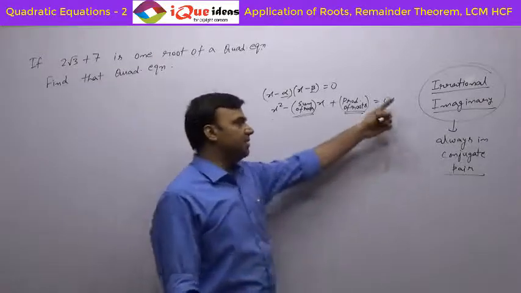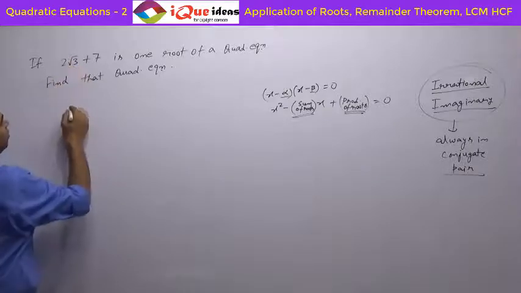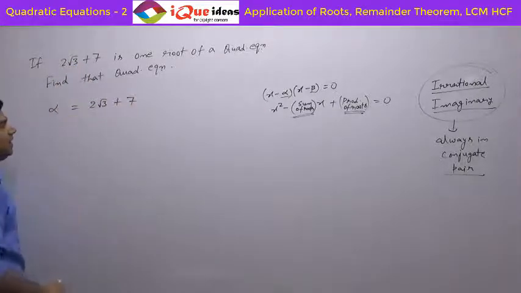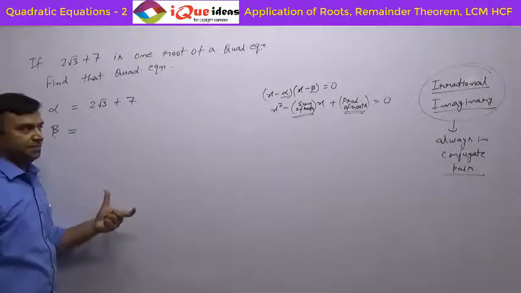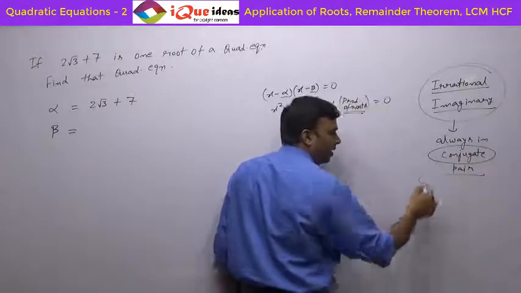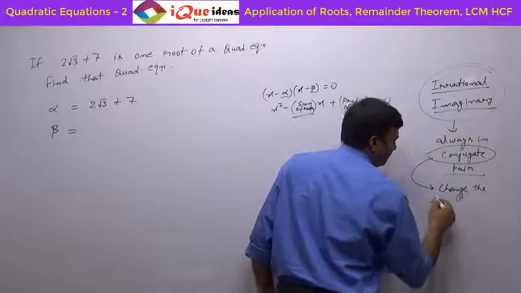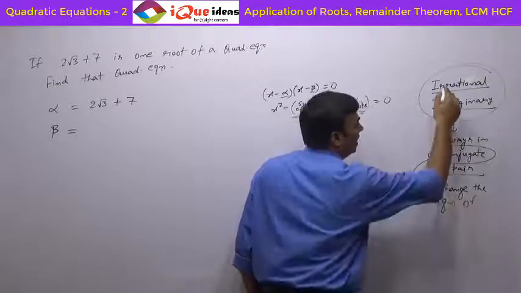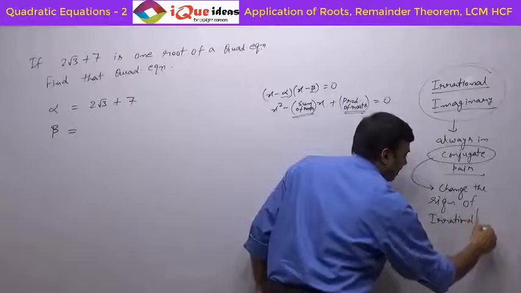See, the irrational and the imaginary roots are always in pairs, always in conjugate pairs. So if I have one root as 2 root 3 plus 7, let's say it is alpha, then we automatically know beta, it will be equal to the conjugate of this. And remember, how do you decide conjugate? We have discussed it earlier. The conjugate means change the sign of the problematic part. And what is the problematic part? The problematic part is the irrational part, or the imaginary part.